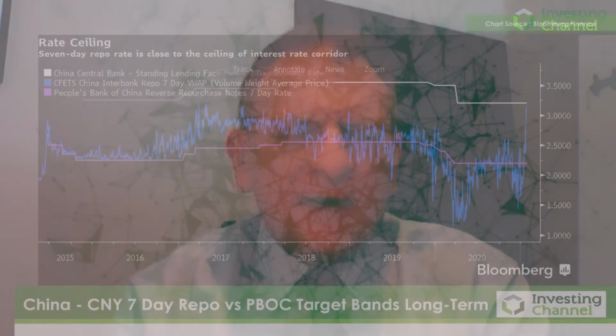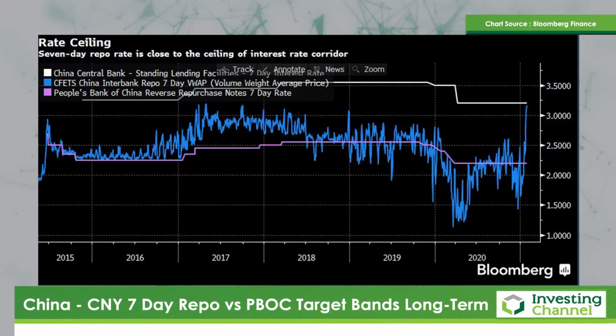So my first two charts after the VIX are related to China. The first one is the long-term view of what's been happening with the 7-day repo rate in China. And I think it's instructive. Basically, what we've got there is the bands which the People's Bank of China target as upper and lower limits for the 7-day repo rate, or their implied limits.